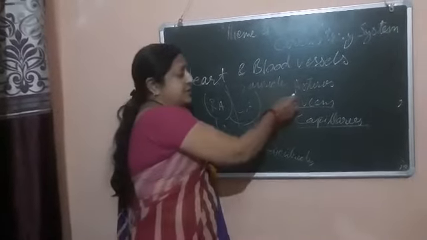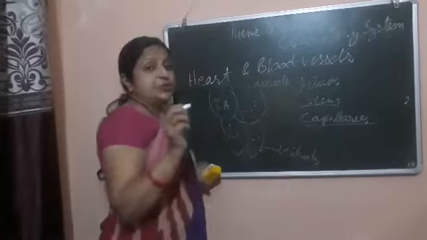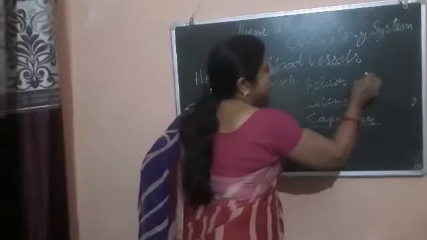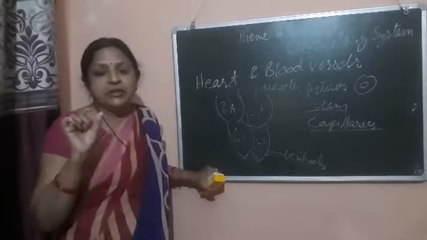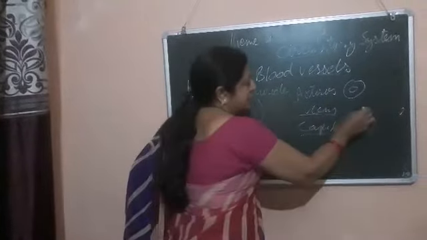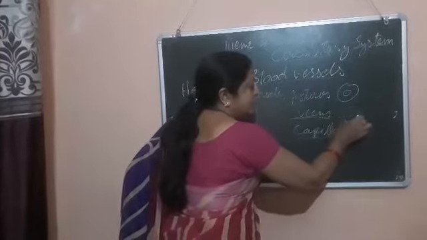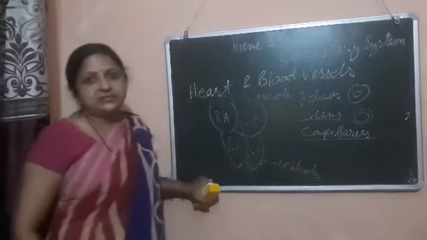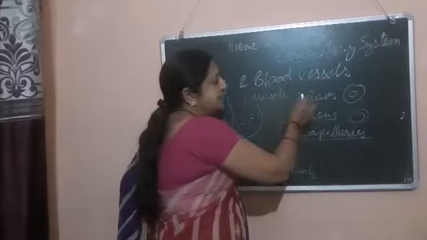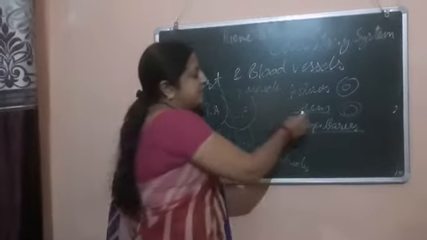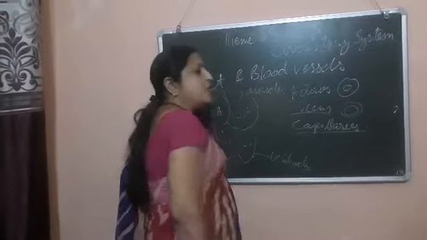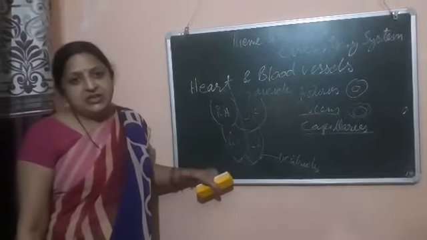Arteries have a very narrow lumen. This is the structure of an artery. It is thick walled, having a shorter lumen. But veins are thin walled, having a broader lumen than the arteries. So the blood which flows in the arteries is under pressure, but the blood that flows in the veins is not under pressure.